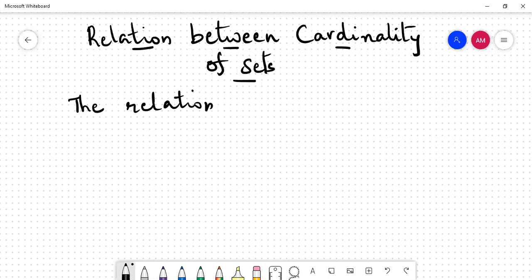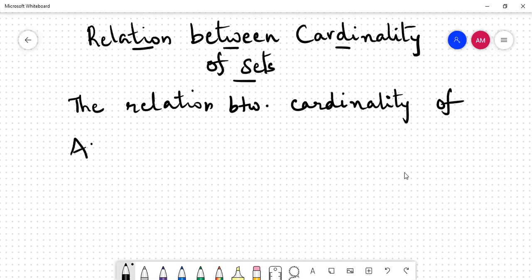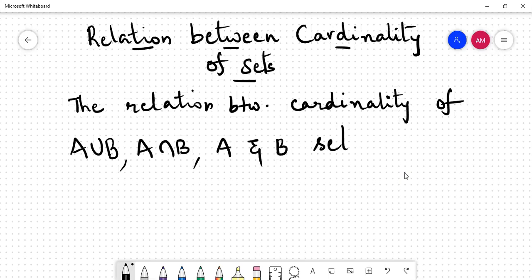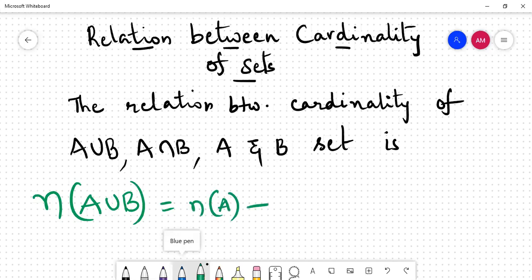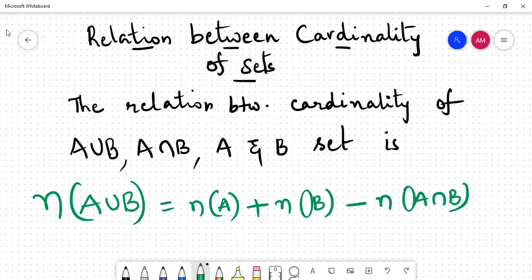Between cardinality of A union B, A intersection B, A and B sets is: n of A union B is equal to n of A plus n of B minus n of A intersection B. So cardinality of A union B is equal to cardinality of A plus cardinality of B minus cardinality of A intersection B. Now we are going to verify this by taking some examples.